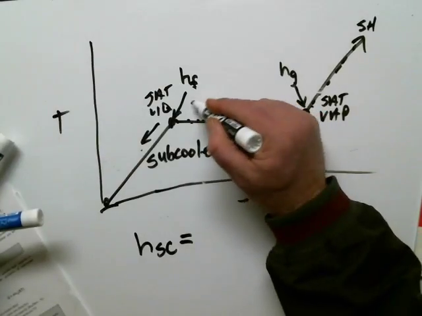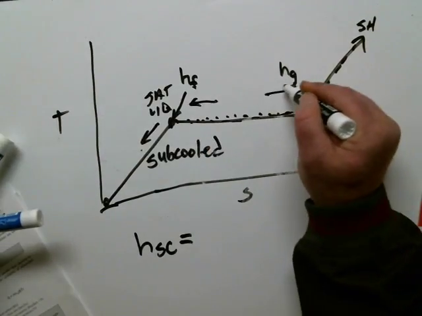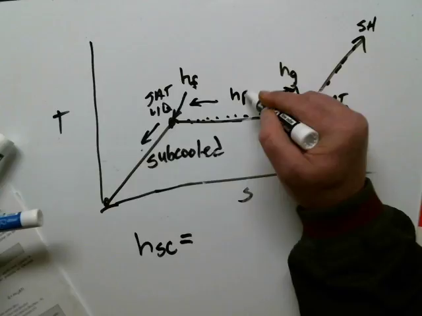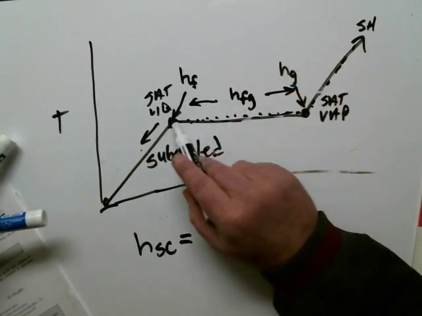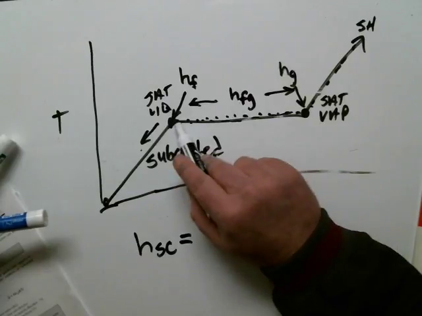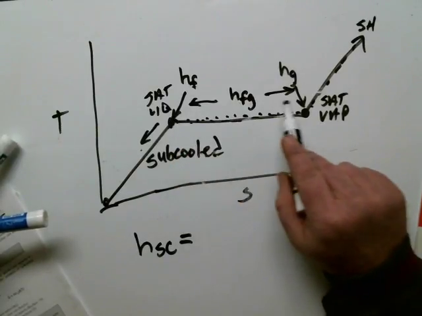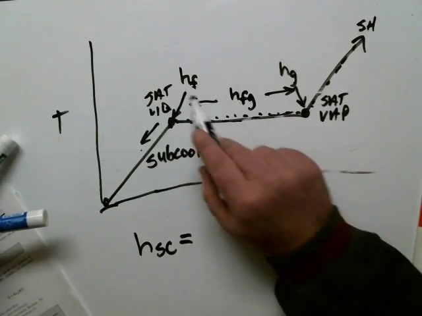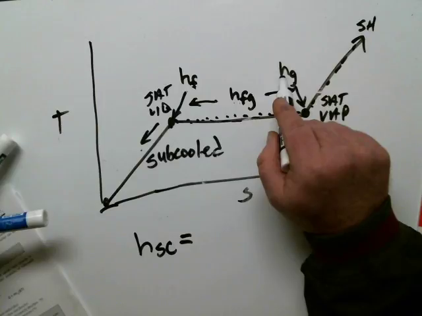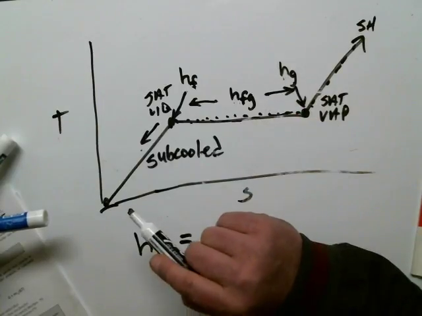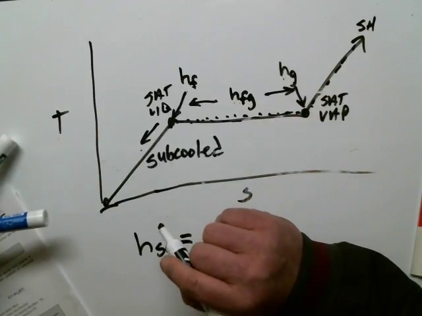And the difference between H sub F and H sub G is called H sub FG, the enthalpy rise that you'd have to add to 1 pound mass to turn it from a saturated water to a saturated vapor. So there are going to be 3 columns we look at, H sub F, H sub FG, and H sub G in our steam tables. And we're going to learn this really well in topic 3.